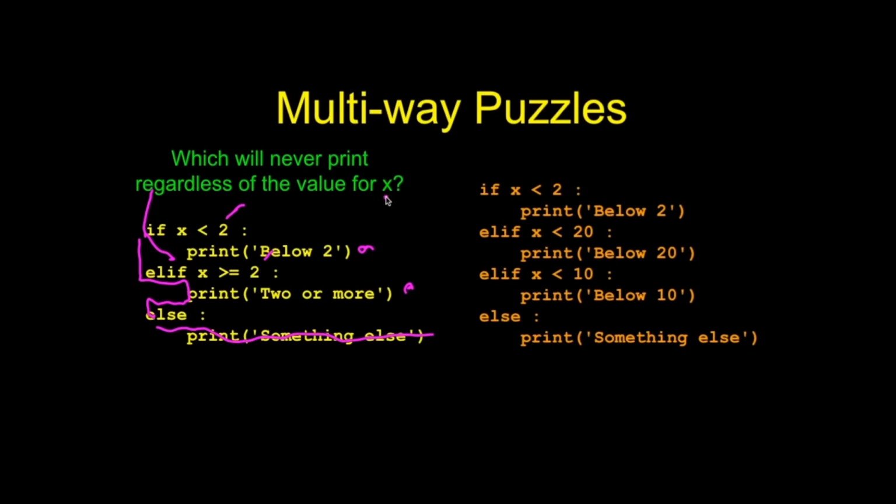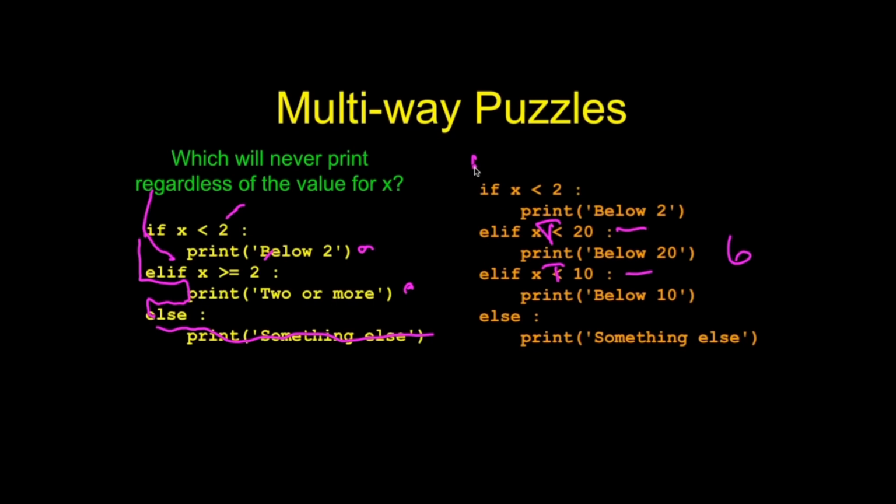This other one is a little different. If x is less than 2, we do this. If x is less than 20, we do that. If x is less than 10, we do that. And if none of those are true, we do that. Well, the problem here is between these two lines. The problem is if something's less than 10, like 6 for example, it's also less than 20. So even though there might be values for which this is true, those also are going to have this true.